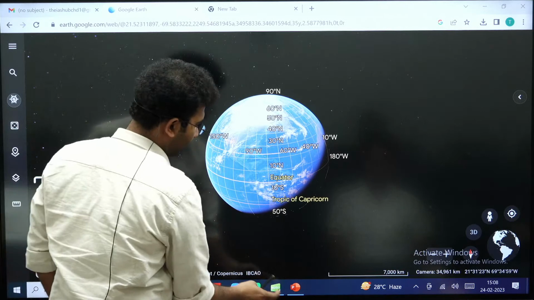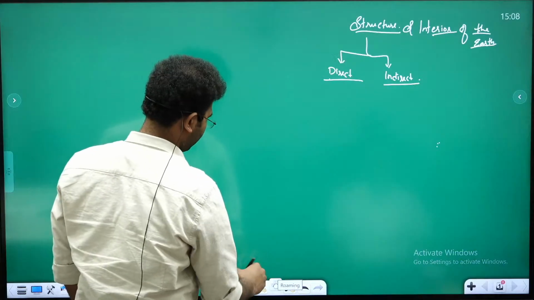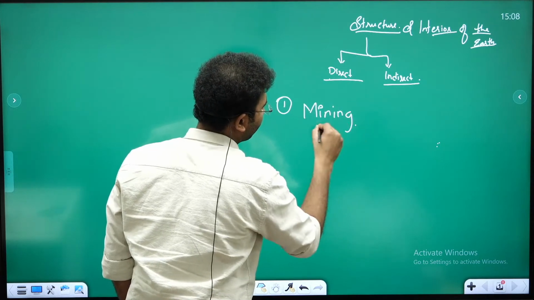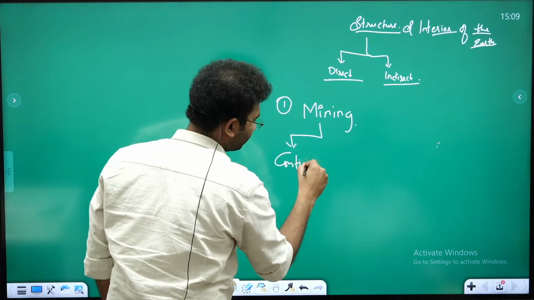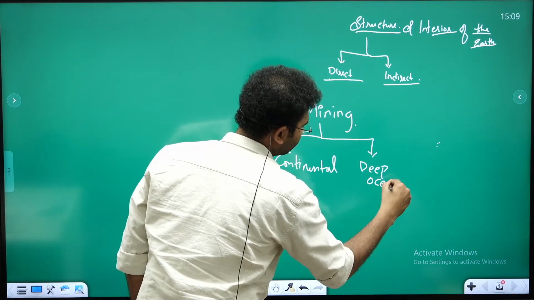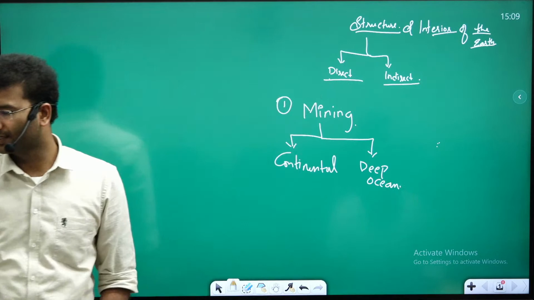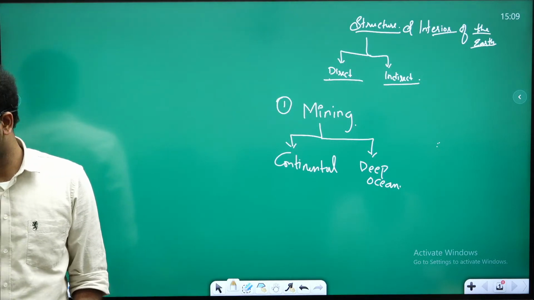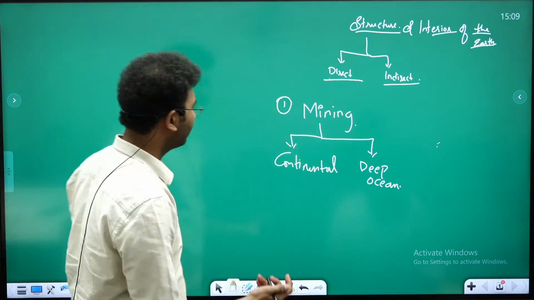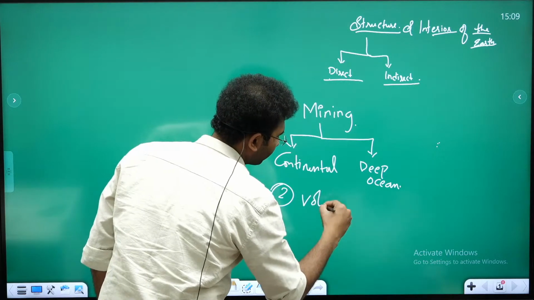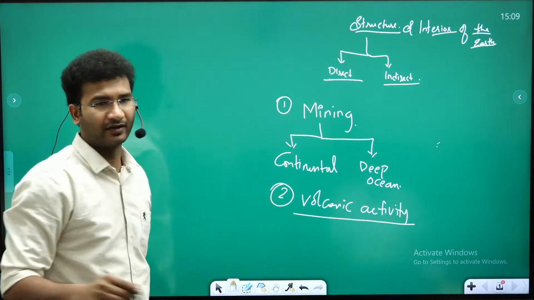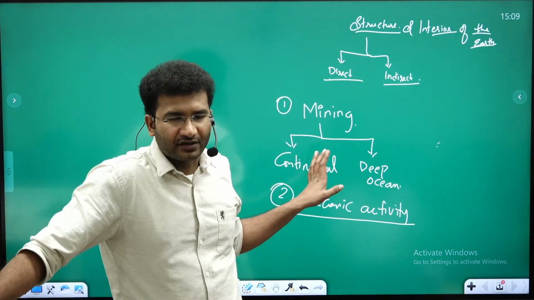Now the direct sources are, number one, mining. This can be continental mining or deep ocean mining. If you have read your NCERTs, only two direct sources are mentioned there: one is mining, the second is volcanic activity. These are the only two direct sources that are mentioned, right?